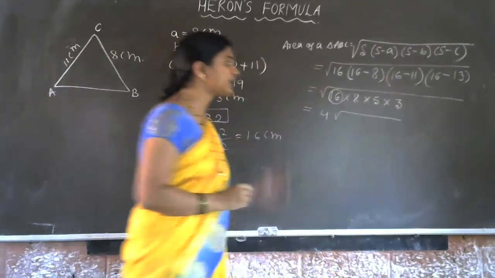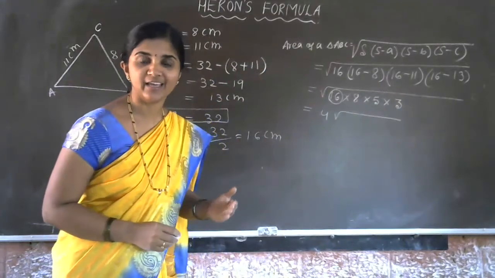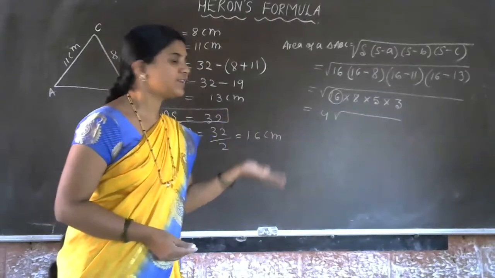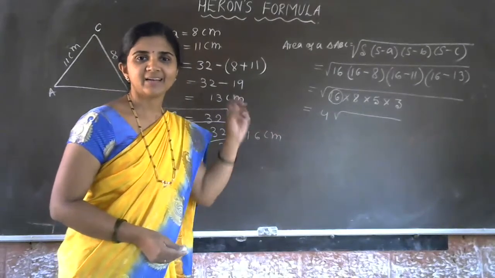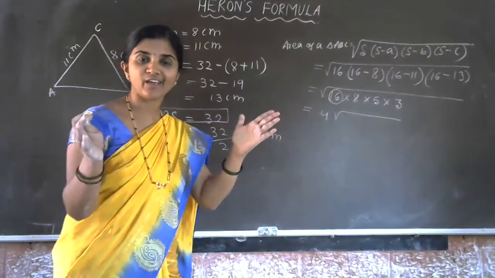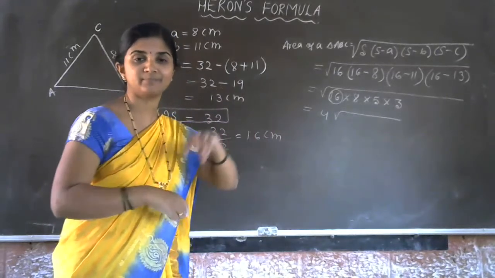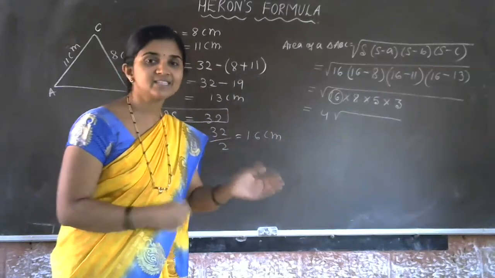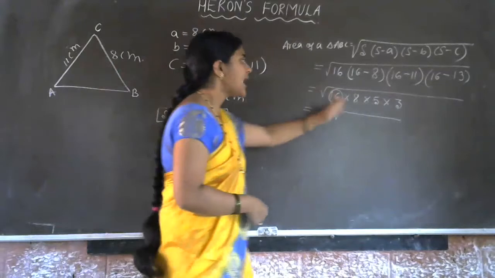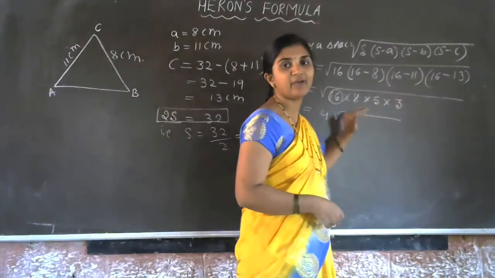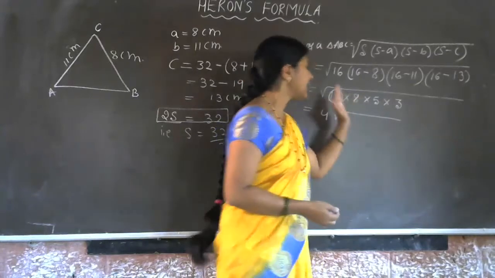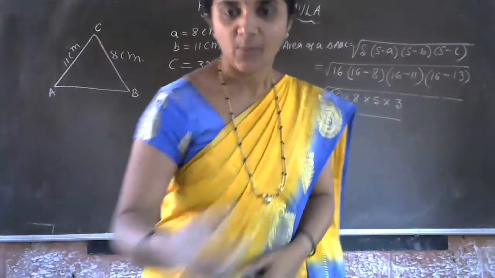How can we handle 8 into 5 into 3? 8 is not a perfect square number, 5 is not a perfect square number, and 3 is also not a perfect square number. Further, we cannot split them so that we can take some perfect square numbers outside. That is not possible now. In that case, we have to multiply as it is and keep the answer inside the square root sign. What is 8 into 5 into 3?